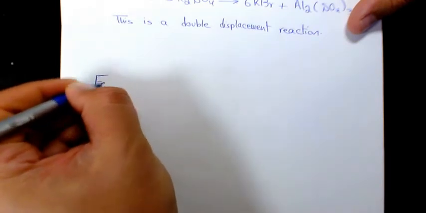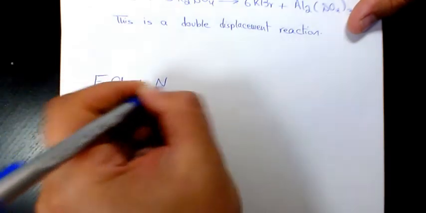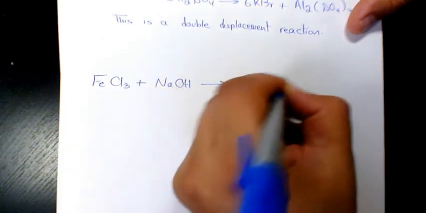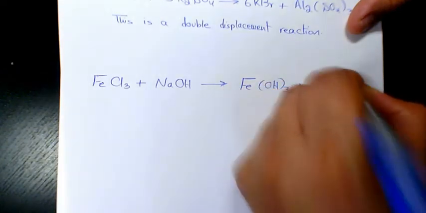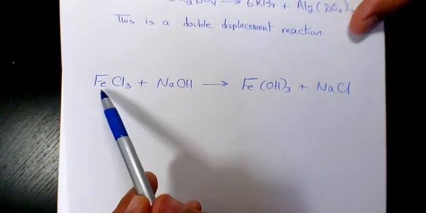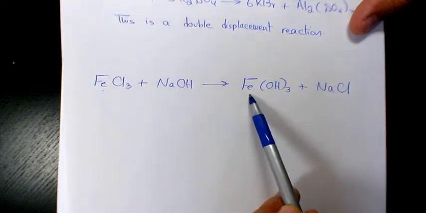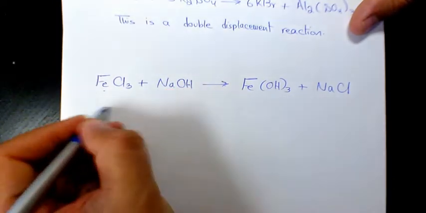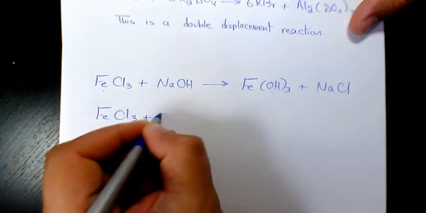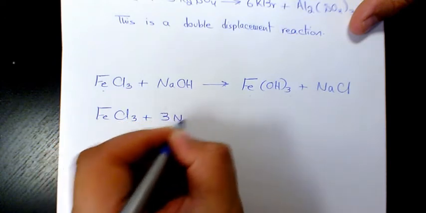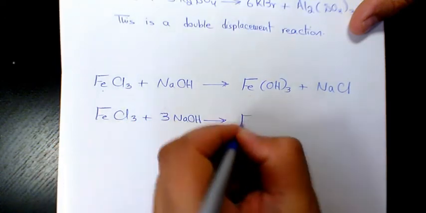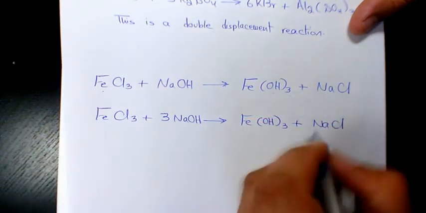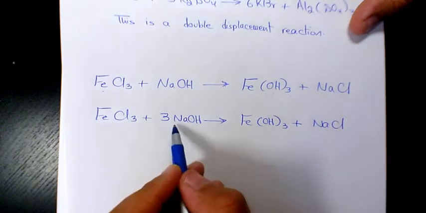Next one, FeCl3 plus NaOH gives us Fe(OH)3 plus NaCl. So we have Fe 1 and 1, that's okay. OH, we have 3, we must put 3 in here. So FeCl3 plus 3 NaOH plus Fe(OH)3 plus NaCl. We should put 3 in here this time because we have 3 sodium.